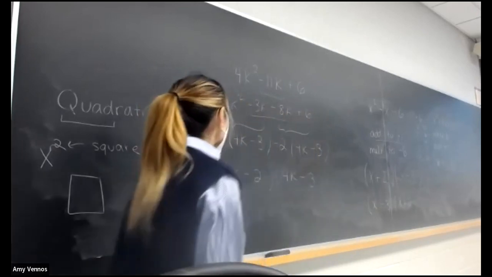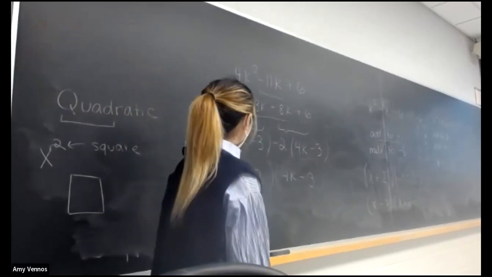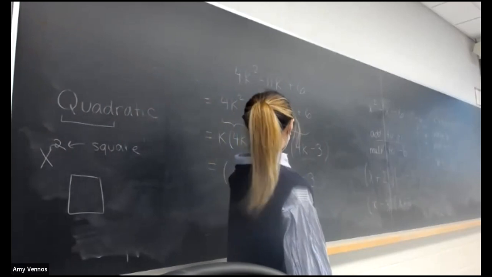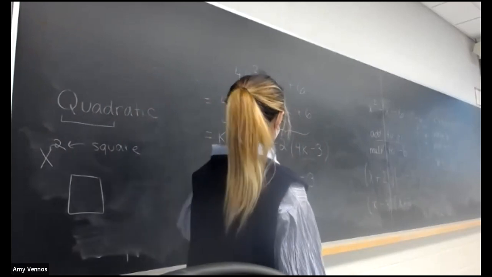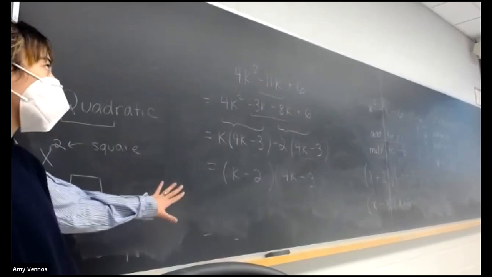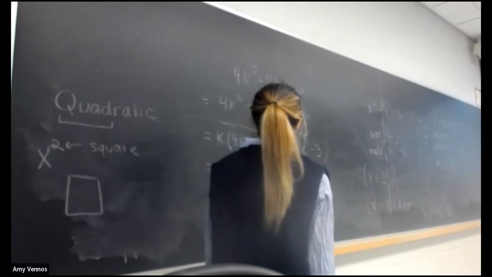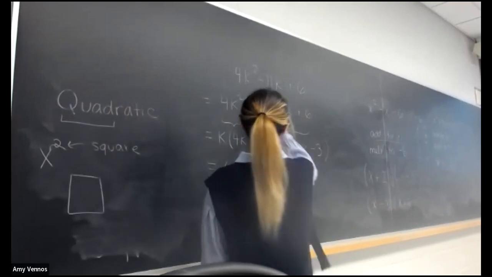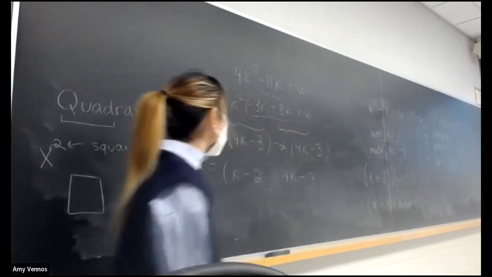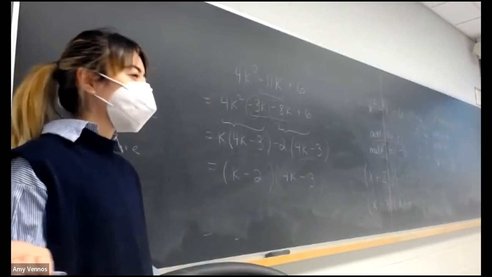Okay. So I kind of like this method better because I don't have to think about how do I split this up into 4k minus 3, k minus 2. I have a little process to go through here, and I'm going to take you through what I did in general. Okay. So how did I know to split up -11 into -3 and -8?